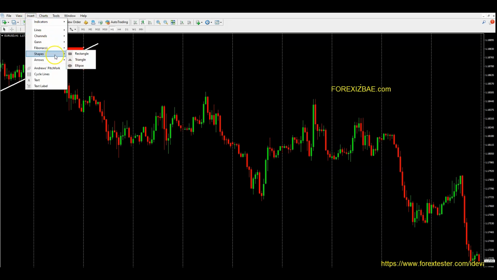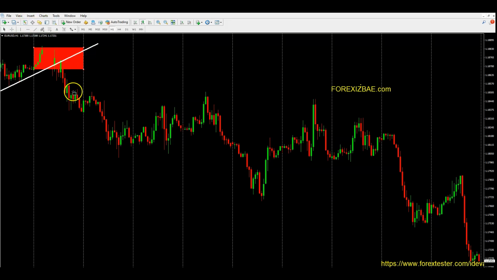Insert, shapes, rectangle. Let's box this in. And what happened? We tanked, right? We went to the downside. So this gets interesting because here we're making lower highs, lower lows, lower highs, lower lows, lower high. Are we making a lower low? Not yet. So when the market looks like this, how about you do this?